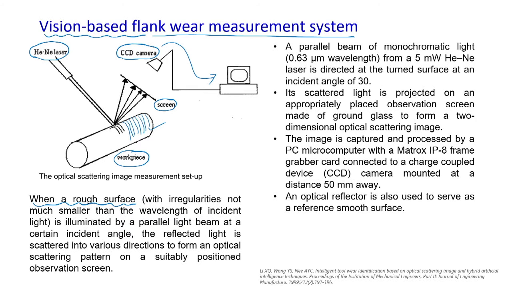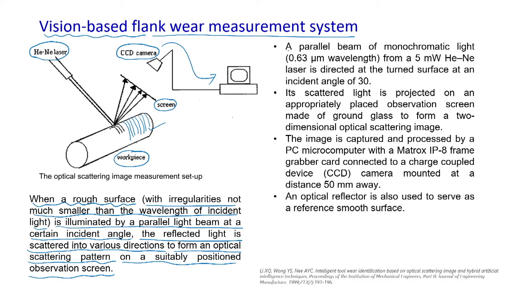When a rough surface with irregularities not much smaller than the wavelength of incident light is illuminated by a parallel light beam at a certain incident angle, the reflected light is scattered into various directions to form an optical scattering pattern on a suitably positioned observation screen. Here we are applying the parallel light beam, that is a laser, on the surface. When the light beam is incident on the surface, the reflection is scattered, and that scattered reflection can be sensed and utilized to find out the pattern of the surface.